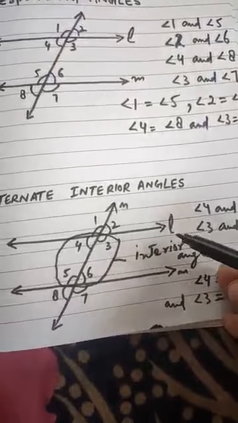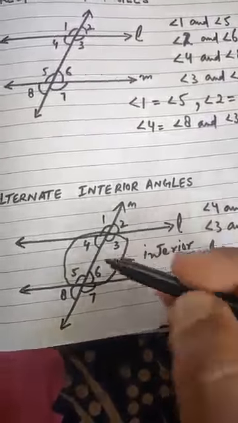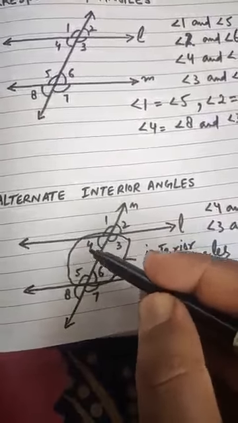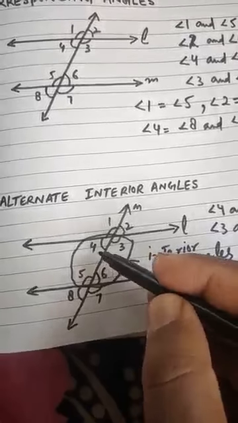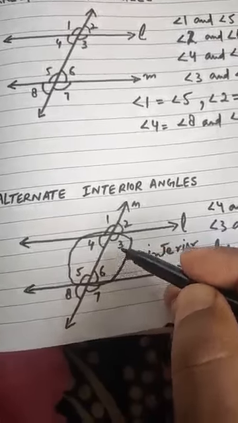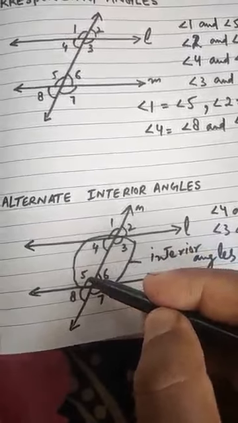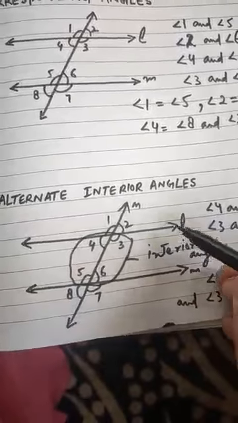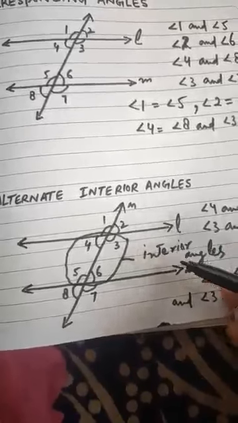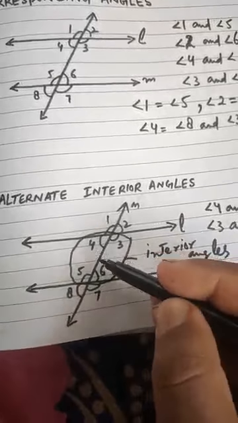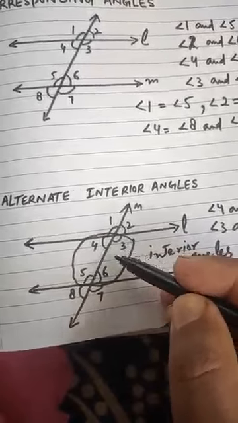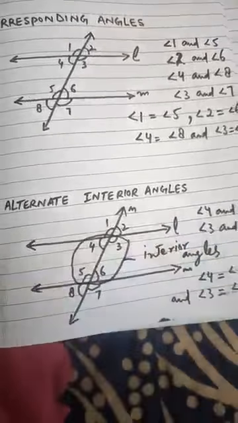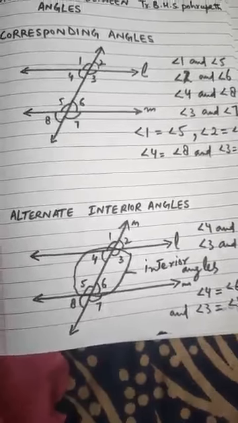lines are parallel. If intersected lines are not parallel, then these angles are not equal. Alternate interior angles will not be equal. Angle 4 will not be equal to angle 6 and angle 3 will not be equal to angle 5 if these two lines are not parallel. Since these two lines are parallel, we can say angle 4 is equal to angle 6 and angle 3 is equal to angle 5, because these are alternate interior angles.